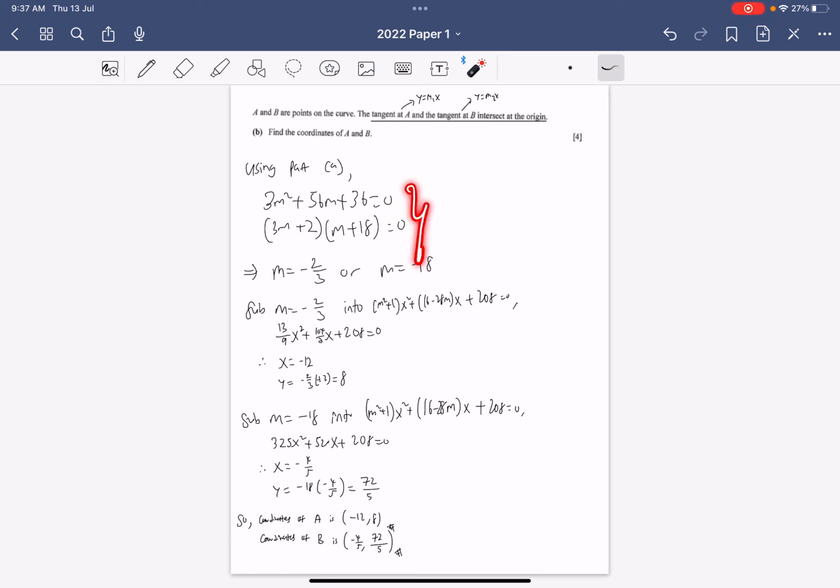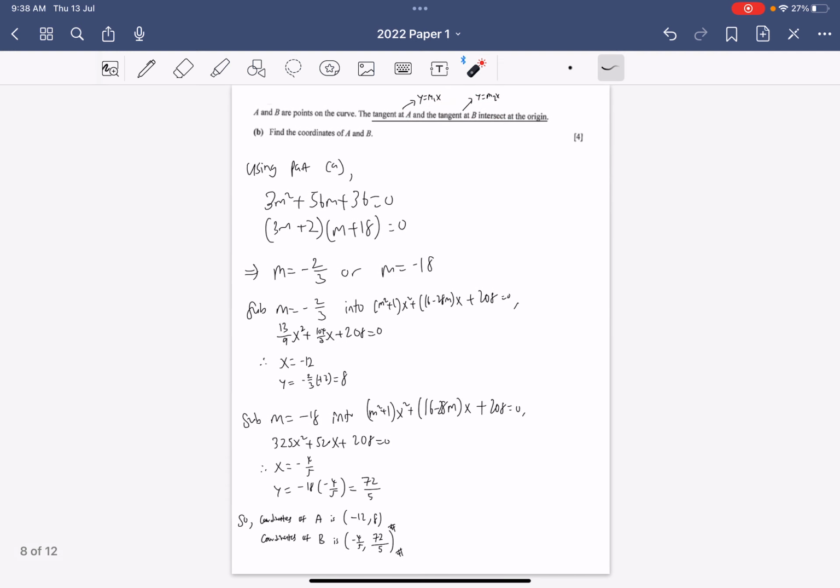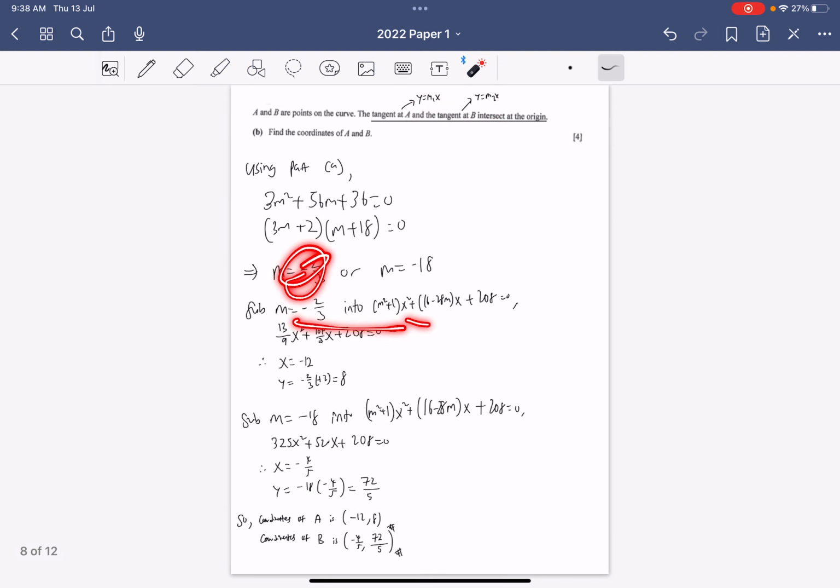So you must solve part A and you get two m's, one of them is m1 and one of them is m2. Now you just sub m1 into the equation and solve for x, and you know it's just 1 point, and then you solve for y. Then similarly you sub m equals to minus 18 into the equation and you solve for x, again 1 point, then y. And you see that the coordinates are as follows.